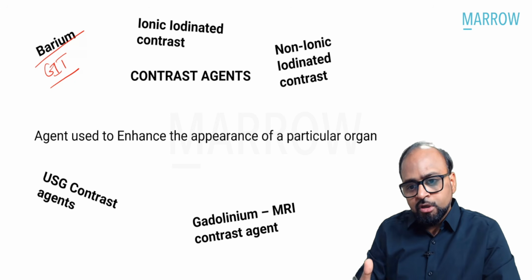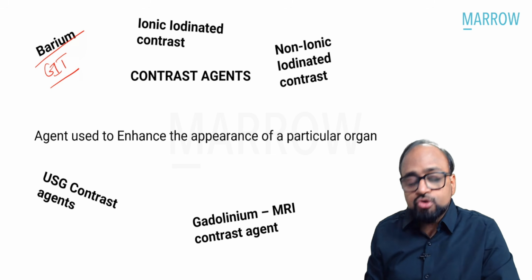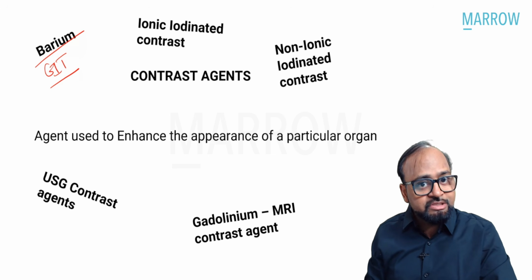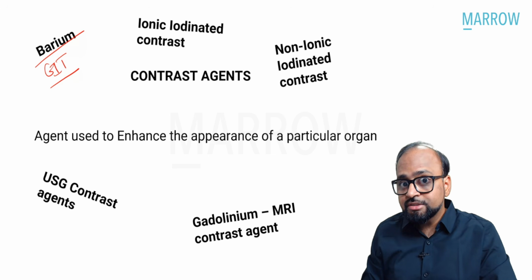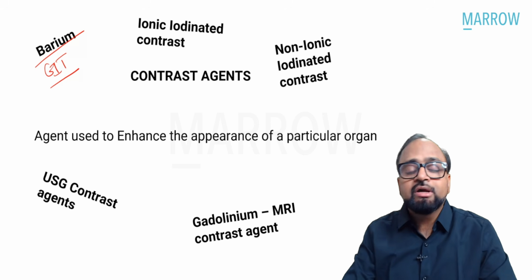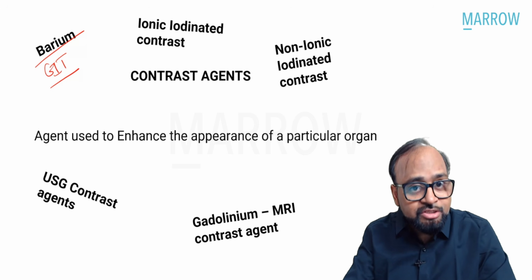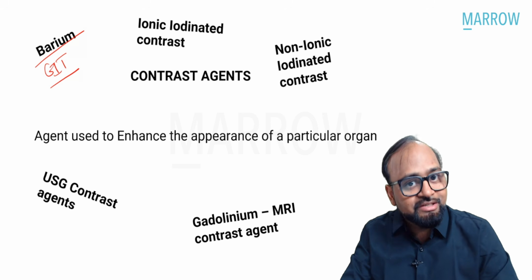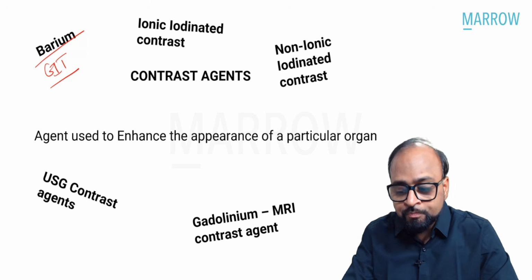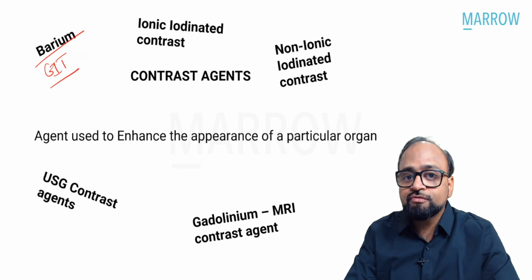The other contrast agents are administered intravenously, so they need to be excreted out of the body, either through the kidneys, or metabolized by the liver, or through the lungs. And therein lies the key. That is the answer to this particular question: which of them are nephrotoxic and which of them are not?